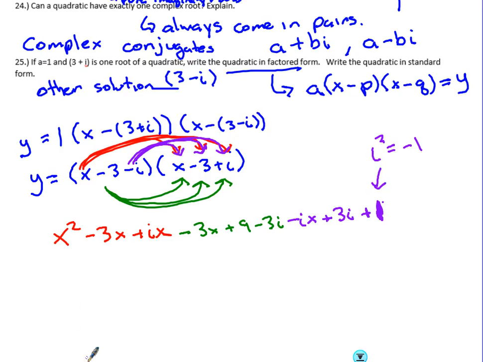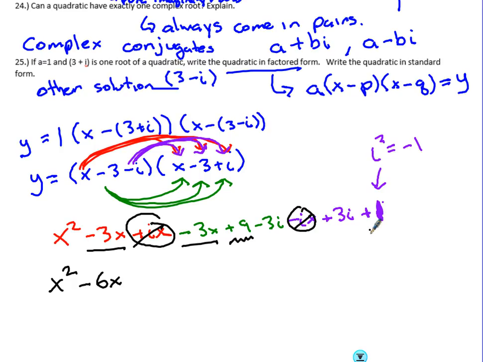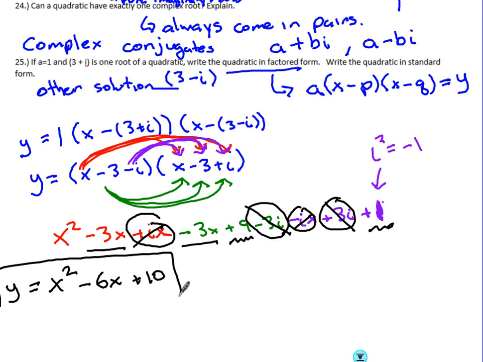So now we combine all the like terms together. x squared is the only x squared term. Negative 3x and negative 3x combine together to become negative 6x. ix and negative ix cancel each other out. Plus 9 and plus 1 combine together to become plus 10. And then the negative 3i and positive 3i cancel each other out. So here's the final equation in standard form.